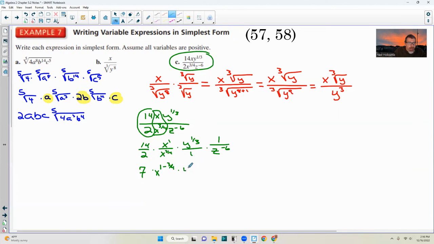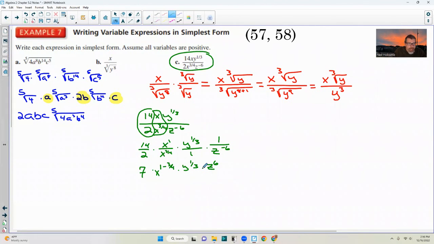Times y to the 1/3 minus, oops, no, it's not. There's nothing underneath. My fault. Let's just leave that. Y to the 1/3 over 1. Actually, no, I'm going to get rid of that fraction because anything divided by 1 is itself. So y to the 1/3 divided by 1 is y to the 1/3 times. Now the rule here is if you have a negative exponent, you take the reciprocal and you make the negative positive. So this is going to be z to the 6 over 1, but I don't need to write the over 1 because it's just simply z to the 6th power.